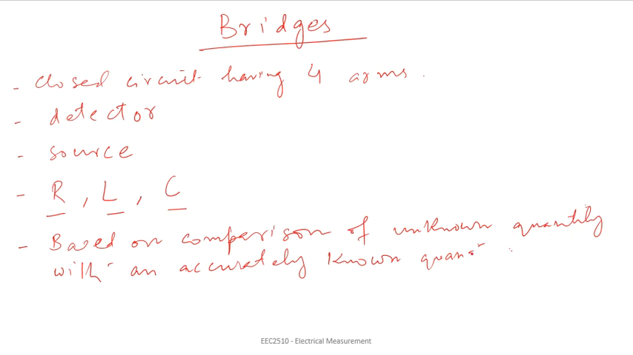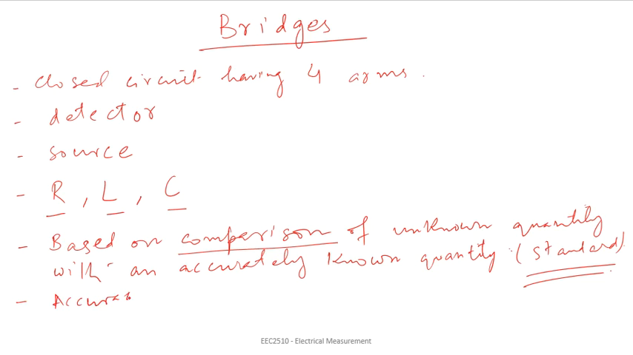And this you can call as standard. Okay, so we have already talked about the standard in our previous lectures. So due to this reason, the measurement is based on the comparison method. So normally the accuracy of bridge circuits is high. Okay, so accuracy is high. This is just due to the reason that the comparison is based on the null indication at bridge balance.